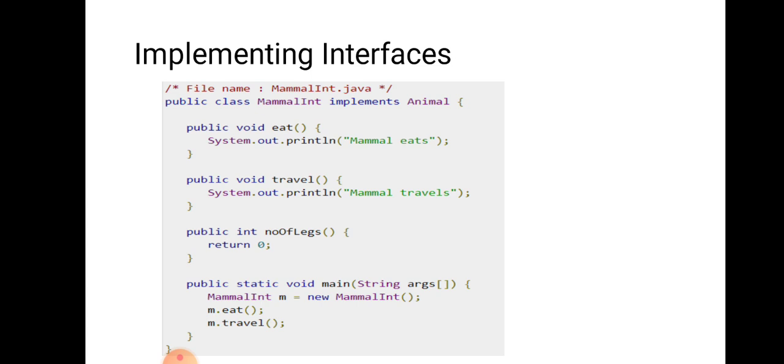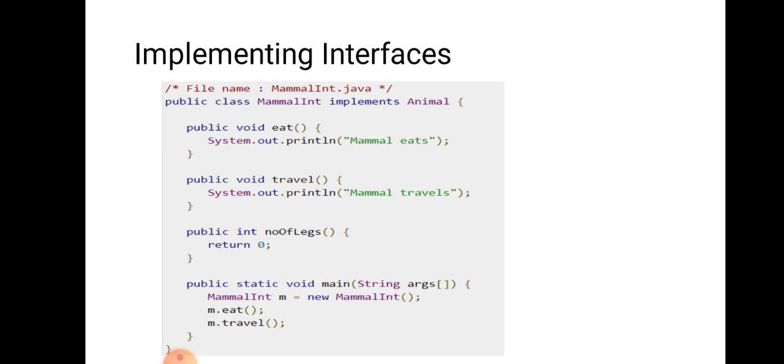So let us see the implementation of the interface. As we see, in the base class, that is the interface, we created interface Animal, and in that we had two methods, eat and travel. In the derived class, which we named MammalInt, it will implement Animal. Remember that whenever you are retrieving something from a base class into a derived class while using an interface, we will be using the implements keyword. We will not be using the extends keyword.